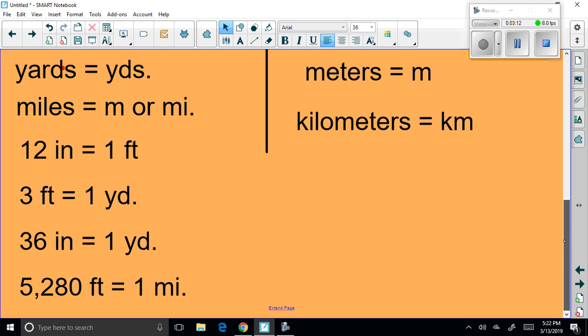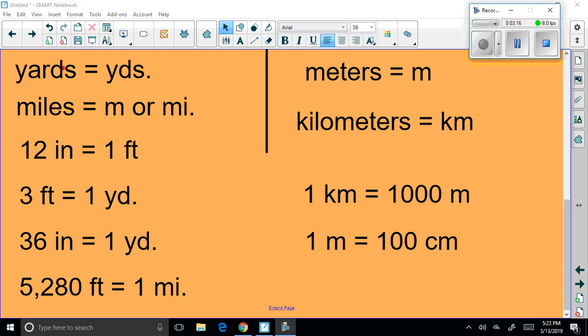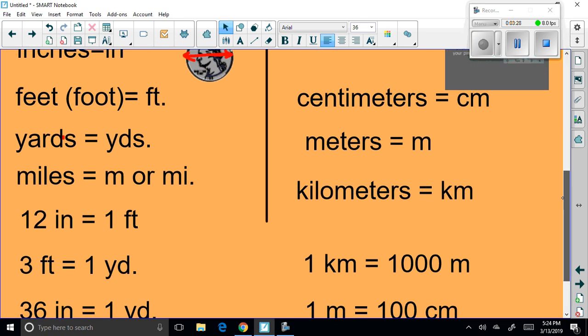And so some equivalencies that we deal with: 1 kilometer equals 1,000 meters, as I mentioned. And then 1 meter equals 100 centimeters.